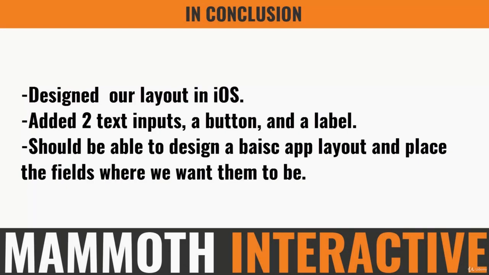In this part of the tutorial, we designed the basic layout for our app. So this involved adding two text inputs, a button, and a label in that order. So the first text input will be the cost, the second text input will be the amount of tip we want to give, the button will be to actually trigger the calculation, and the label is where the final cost is going to print out. By now you should be able to design a basic app layout and place the fields where you want them to be, whether these are text boxes or buttons or labels or anything.